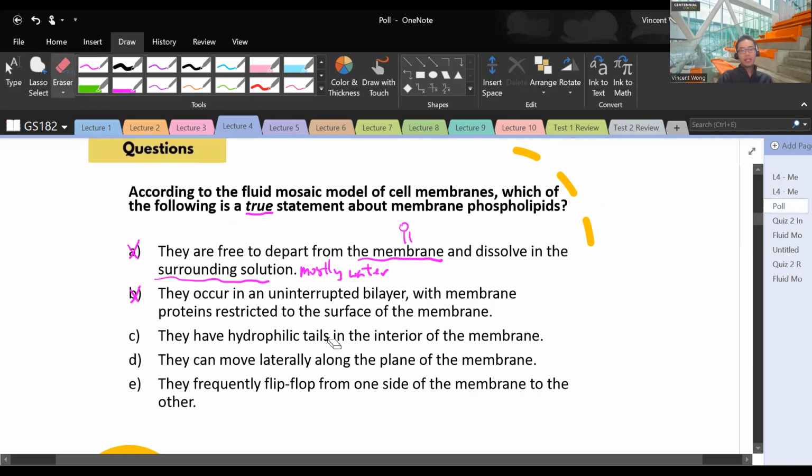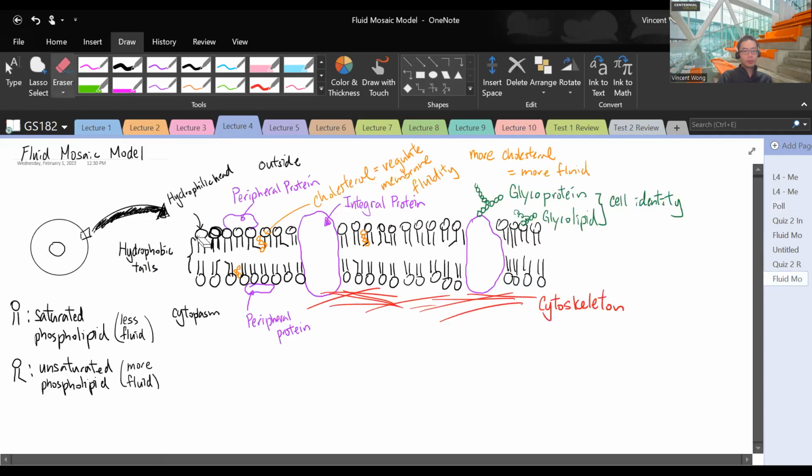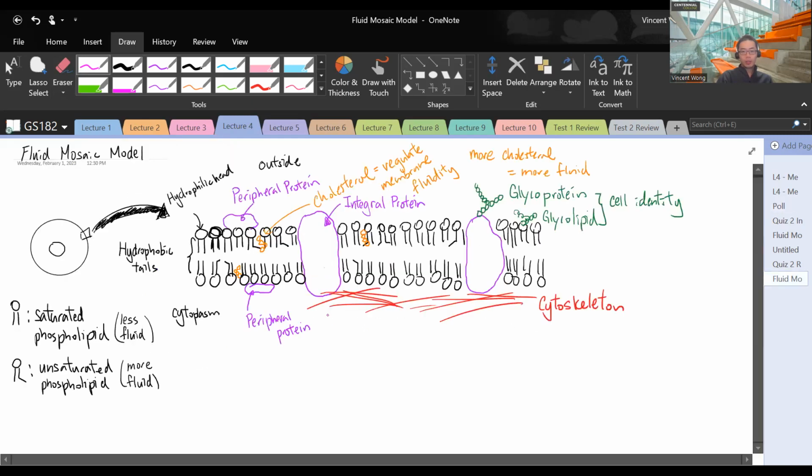They have hydrophilic tails in the interior of the membrane. That is not true. They are supposed to be hydrophobic tails. Again, you can look at the diagram that we drew, right? In the middle between, that's the hydrophobic tail. It creates a hydrophobic barrier that would block things from moving past it. They can move laterally along in the plane of the membrane, right? That's the correct one. When I was drawing the model, I told you, right?